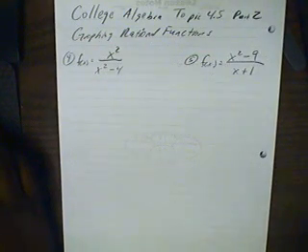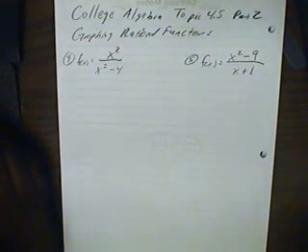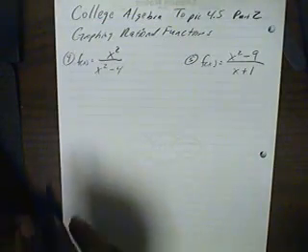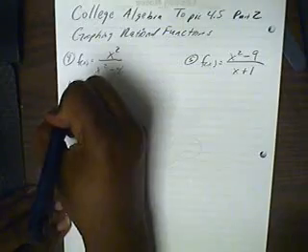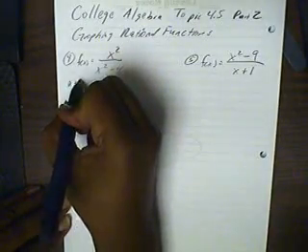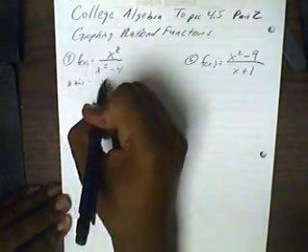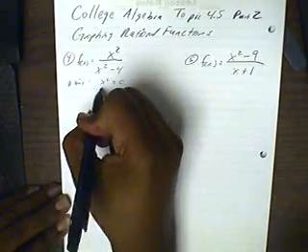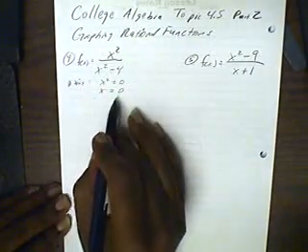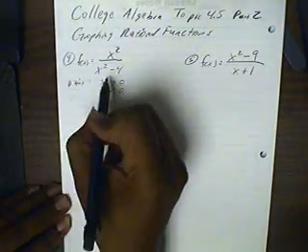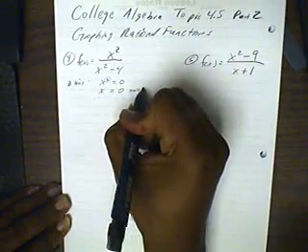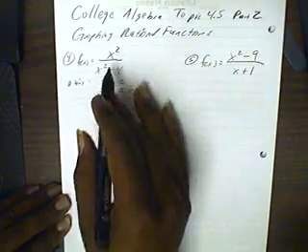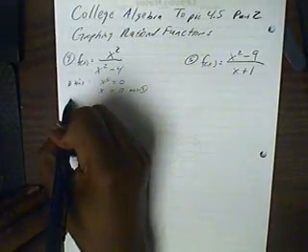College Algebra Topic 4.5, Part 2, Graphing Rational Functions. Now let's try number 4. Again, we're going to first find the x-intercepts. The x-intercepts are found by taking the numerator, setting it equal to 0, and solving for x. So we get x equals 0. But also, because of this square, we have a multiplicity of 2. That means we're going to have a bounce there, at the x-intercept.